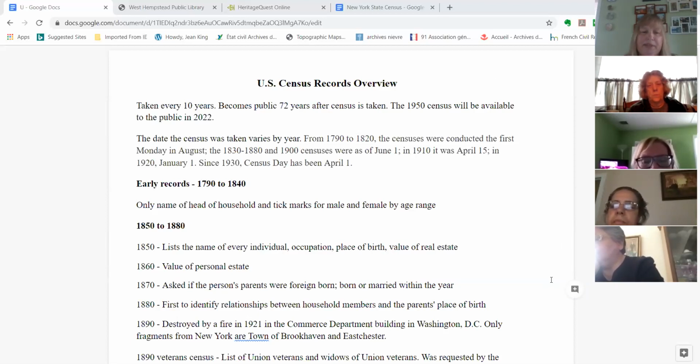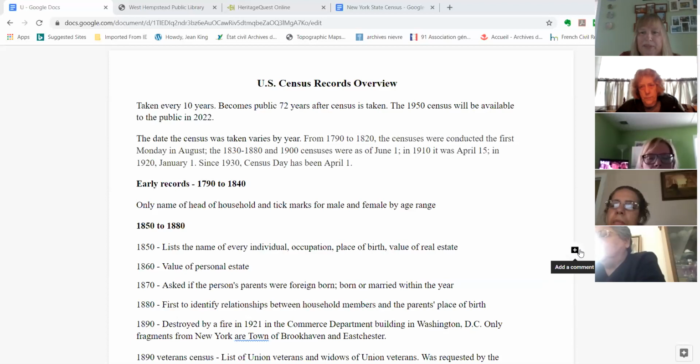1880 is an important census year because it's the first one to identify relationships between household members. So even though in some of these earlier census years you have the name of every person in the household, you don't know their relationship to the head of the household. They may not necessarily be the person's spouse or their children. And so without those relationships, you're guessing in the earlier census records about the people's relationships to each other.